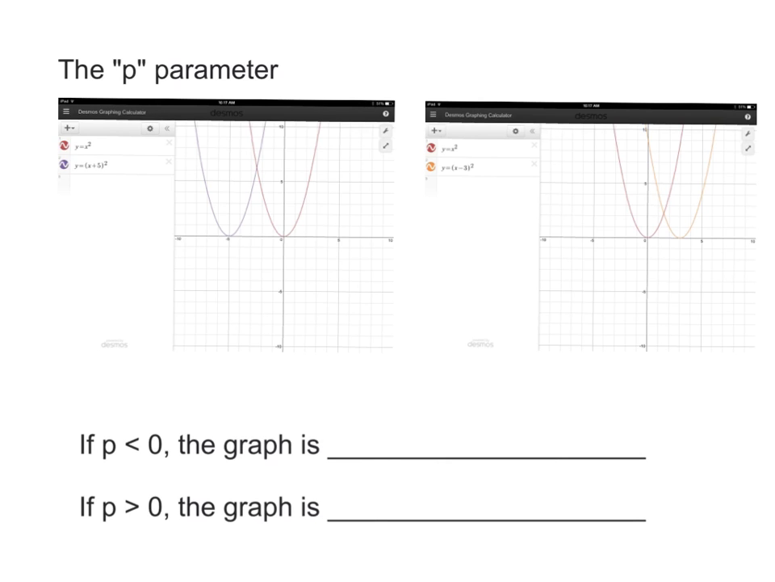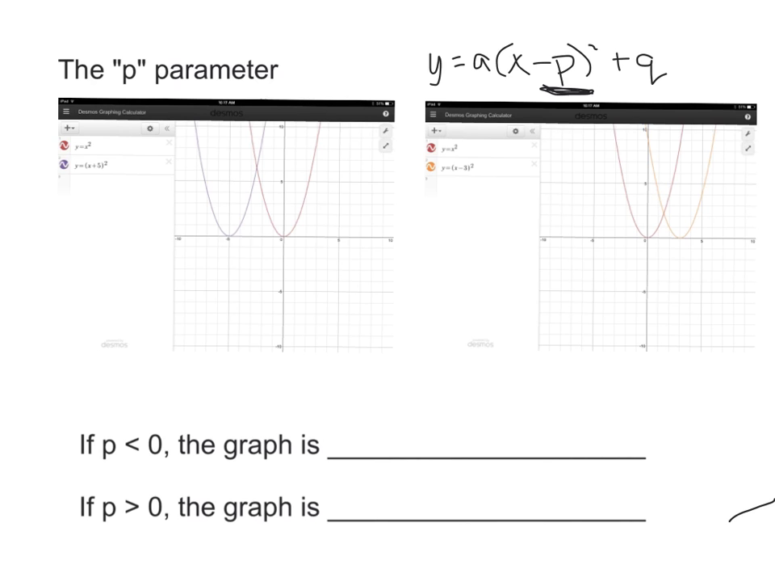So if you remember, y equals a(x minus p) squared plus q. We're talking about this p that's subtracted from the x. And I think we came up with it earlier, but you can see some examples here as well. Here, this is y equals x plus 5. This is y equals x minus 3.